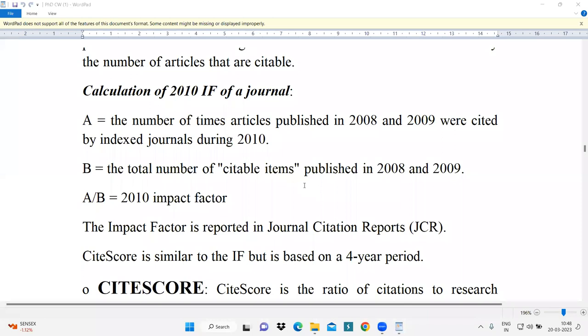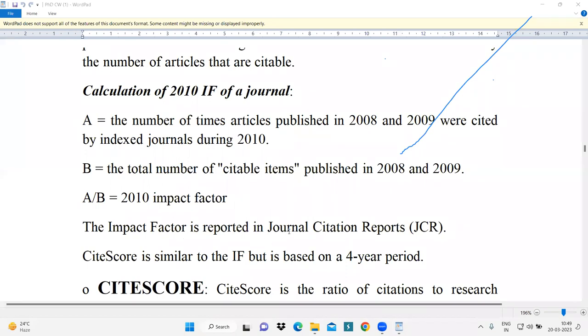If we are calculating the impact factor of a journal in 2010, suppose A is the number of times the articles published in 2008 and 2009 were cited by indexed journals during 2010, and B is the total number of citable items. So A divided by B, that is the impact factor. The impact factor is reported in JCR. In the previous class, I showed you the JCR, Journal Citation Reports.